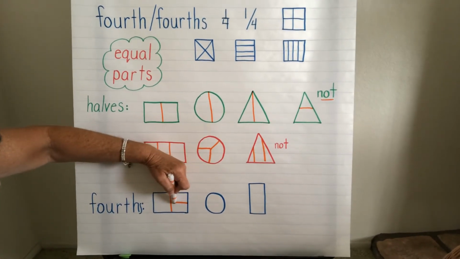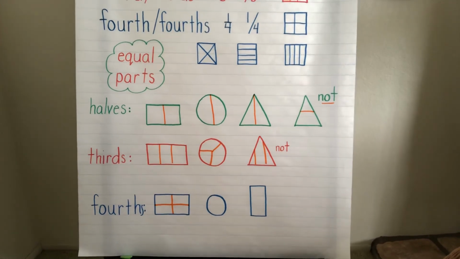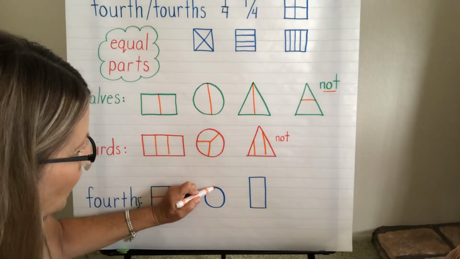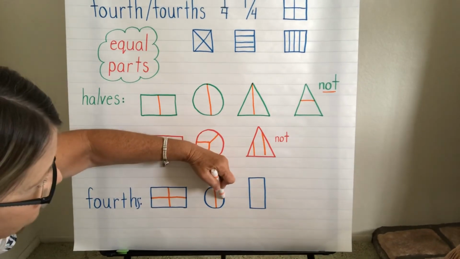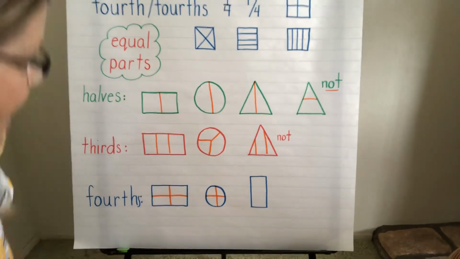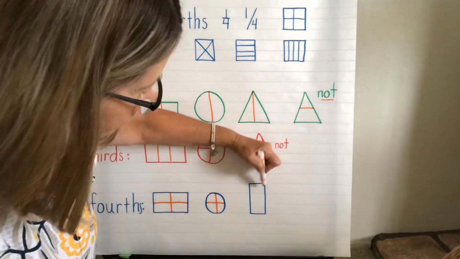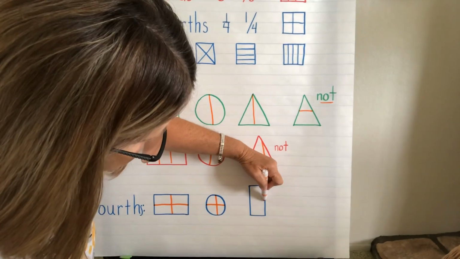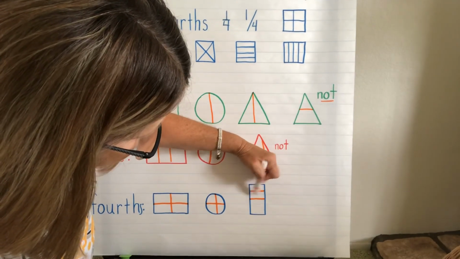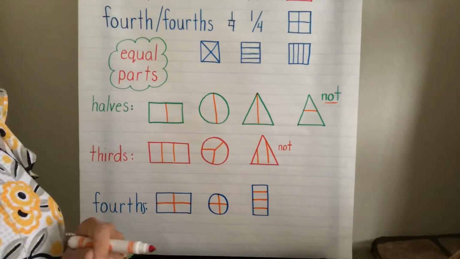Okay, showing fourths, 4 equal parts. Here's one way to show 4 equal parts. In the circle, I can show 4 equal parts like this. And here's another way. Let's see, I'm going to show 4 equal parts like this with that rectangle.